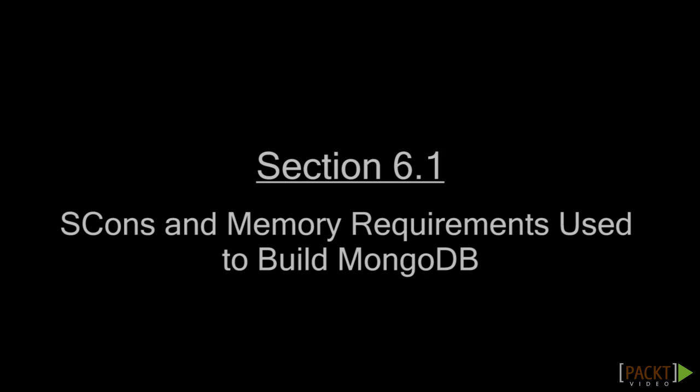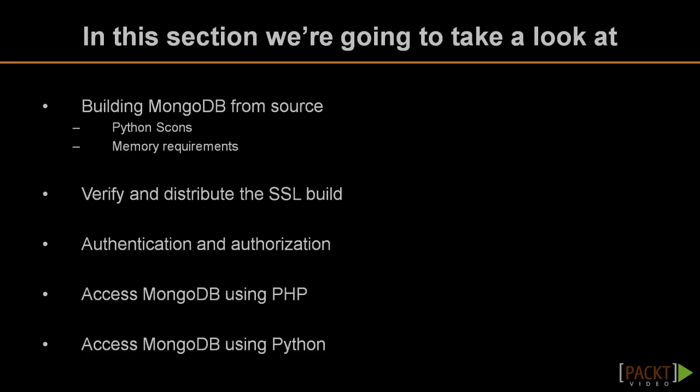This section covers the use of SSL to secure data to and from MongoDB and between nodes. It also covers access to MongoDB using programming languages. This starts with a process to build MongoDB from source in order to support SSL. The SSL-ready build is then verified and packaged for distribution to deployment servers. Authentication and authorization are explored, and programming examples using PHP and Python are shown.